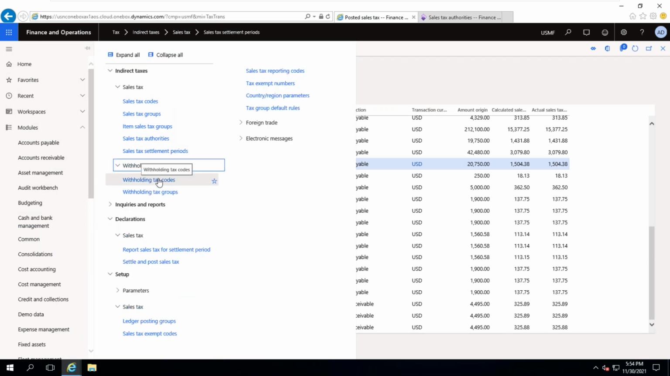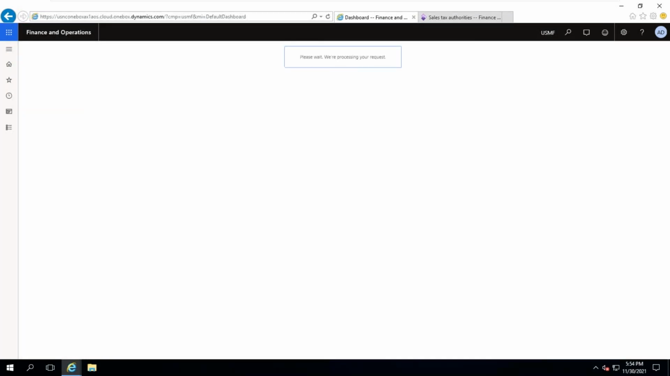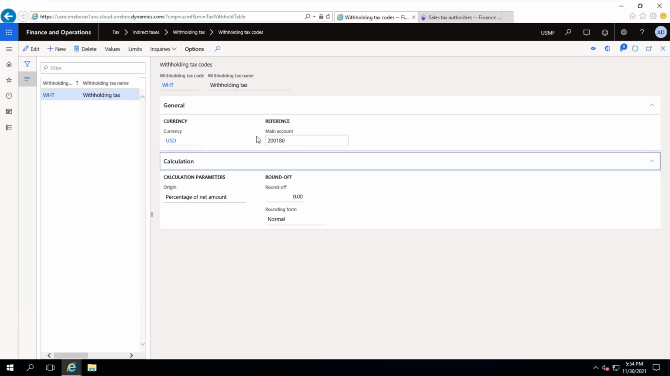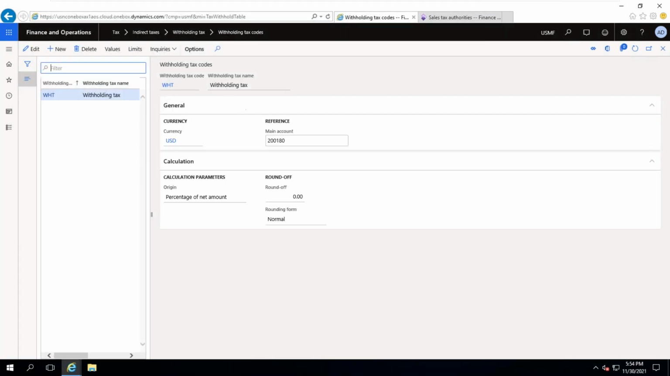So you need to create withholding tax codes. You need to map them, and inside you need to mention the values. Then once it is created, whatever the relevant tax codes are, it is straightforward, and the ledger account is mapped.